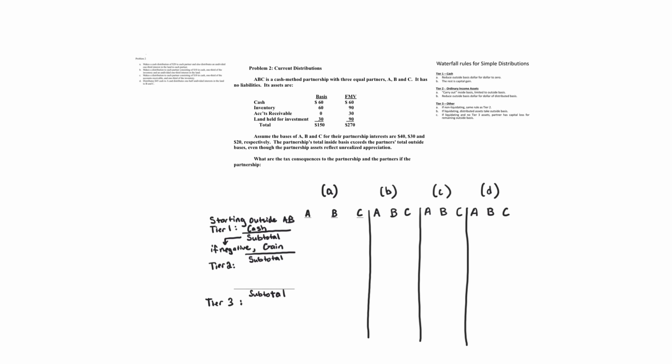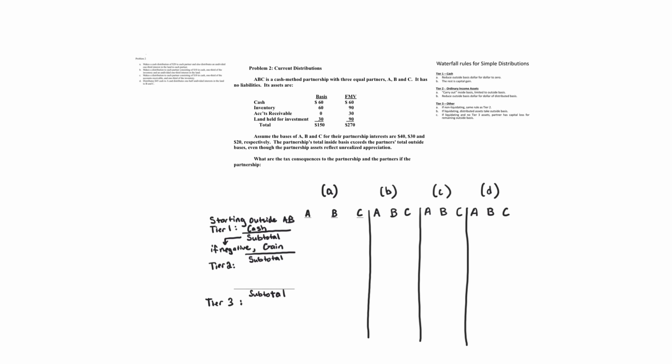So here in this specific situation, in situation A, B, C, and D, there are no disproportionate or complex distributions. They're all simple distributions. So we know it's going to be a simple distribution. And again, the reason why is because there's not going to be any situation where partner A, B, or C has an unproportional interest with respect to the hot assets. The hot assets here for this problem are going to be the inventory, which is substantially appreciated, and accounts receivable.